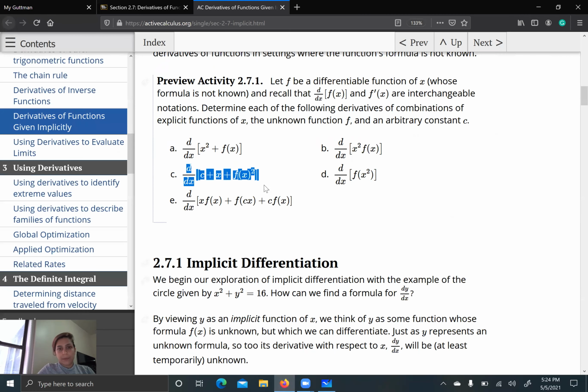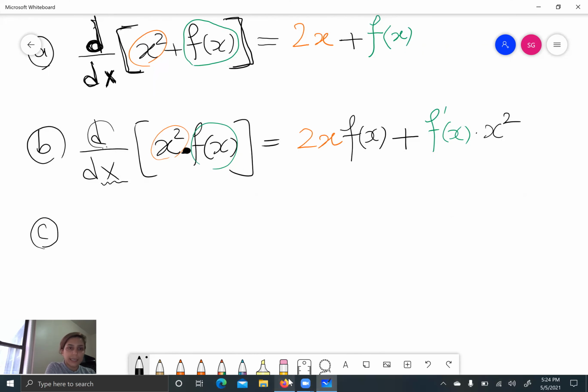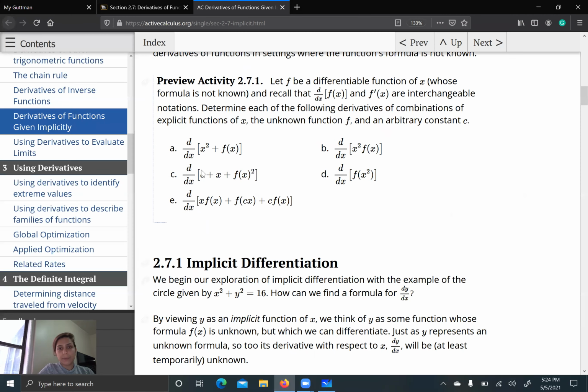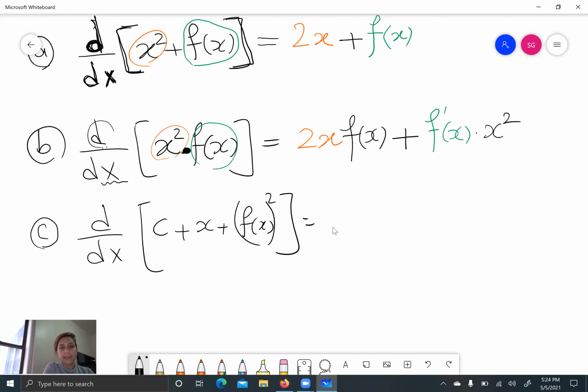Okay, part C is constant plus x plus f of x squared. Take the derivative of constant plus x plus f of x squared. Because we have addition, we need to apply the sum rule. Sum rule says take the derivative of each one. Derivative of constant is 0. Derivative of x is 1.